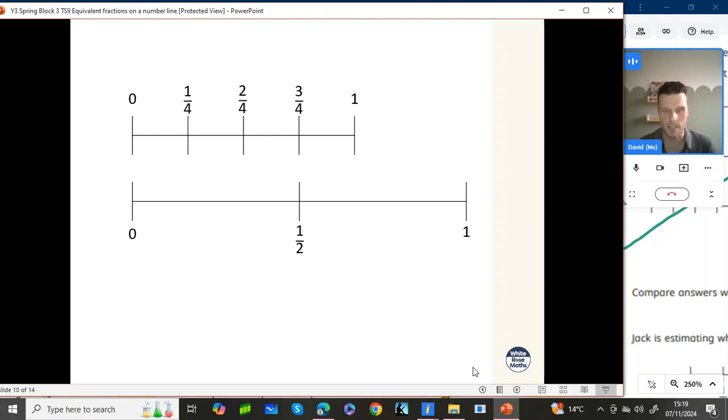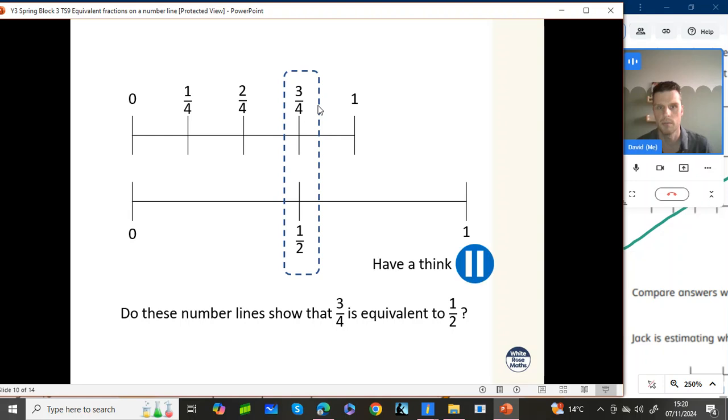So have a look closely here at these 2 number lines. Okay, they both start at 0 and they both end in 1. So are they equivalent? Okay, so if we circled them, they'd say a half is equivalent to 3/4. Okay, but pause the video here to think, is that correct? Look carefully at the length of the number lines.